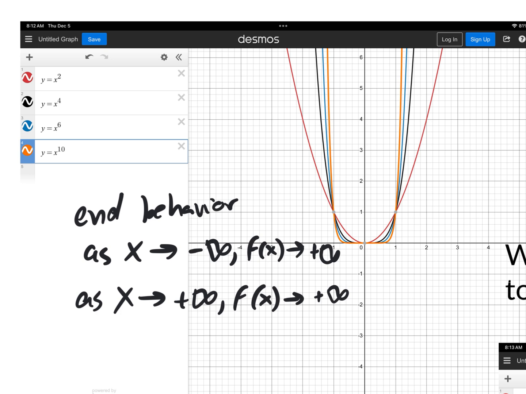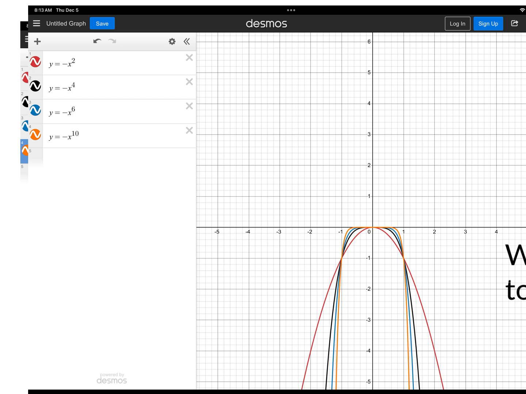But again, this is a notation we need to get comfortable with. As x approaches negative infinity, the f of x approaches positive infinity. As x approaches positive infinity, f of x also approaches positive infinity. Now, what would happen if I put an a value of -1 in front of all of these? What would happen? It's reflecting over the x-axis. So this is what would happen. Let me show you. It just reflects over the x-axis.